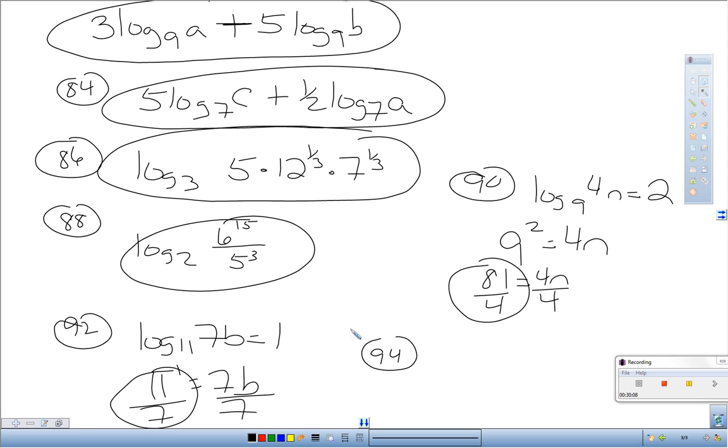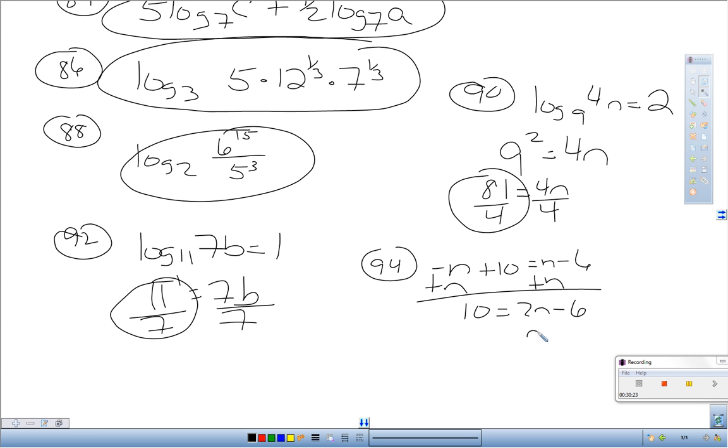For 94, the logs are going to cross out. So that would give me negative n plus 10 equals n minus 6. And then to solve this for n, I'm going to add n to both sides. That gives me 10 equals 2n minus 6. Then I'm going to add 6, and that'll give me 16. Divide by 2, that'll give me 8. All right, so that's 94.